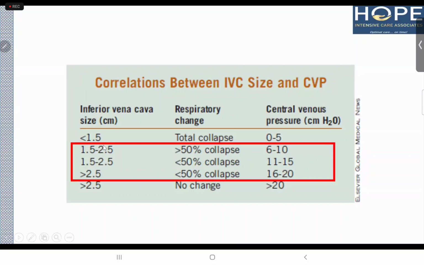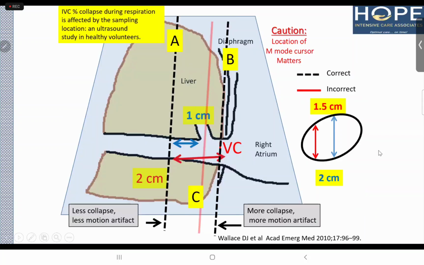But in between 1.5 to 2.5 centimeter, we need to pay attention to the collapsibility in a spontaneously breathing patient or distensibility in an intubated and mechanically ventilated patient. If it is more than 50% collapsing, then it is more likely that this patient has some room in the circuit. But with a certain word of caution, I would utter from this slide where to measure IVC.